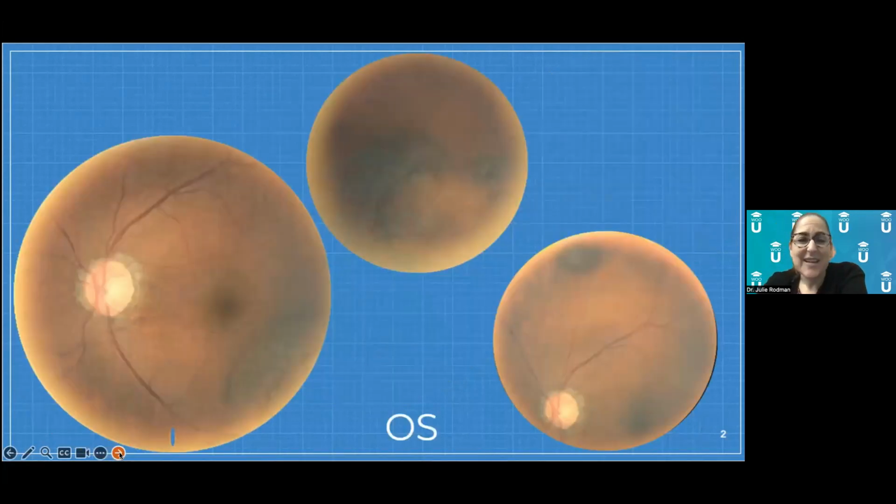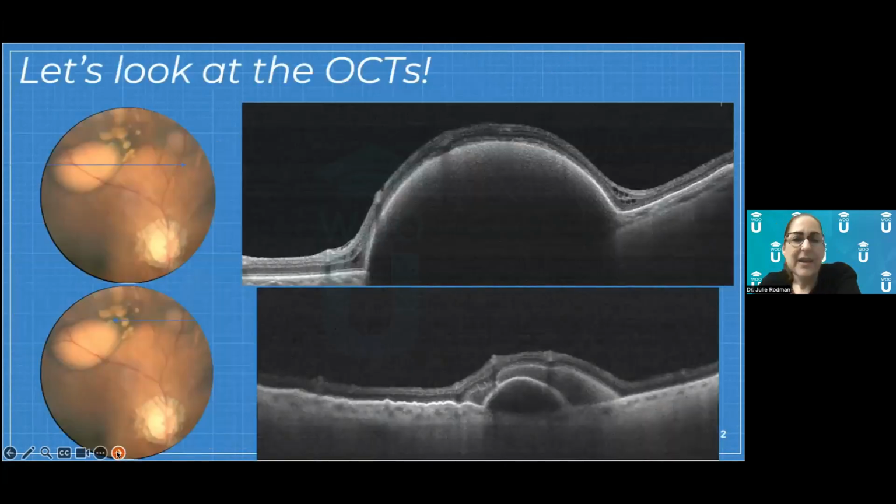This is the left eye. Left eye didn't look quite as bad. There were quite a few areas that looked like there had been some resolved retinal problem. You can see here some pigmentation again here. So not as demonstrative as the other eye. And here's the OCT. This is an OCT lecture, my favorite thing to do, so I'm going to spend a bit of time talking about what we see on these OCTs here.